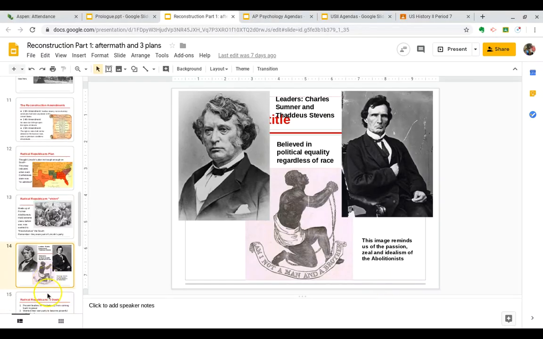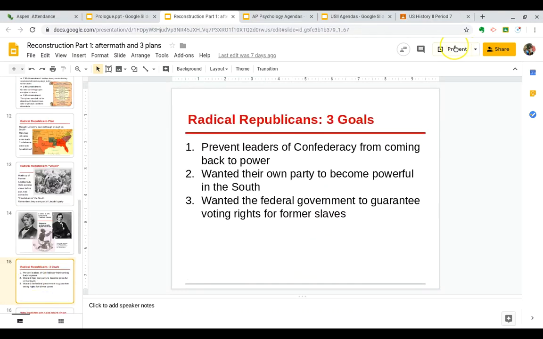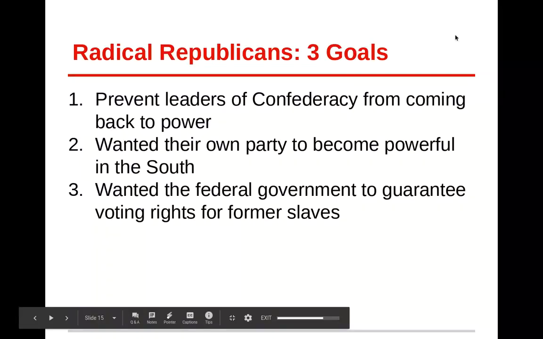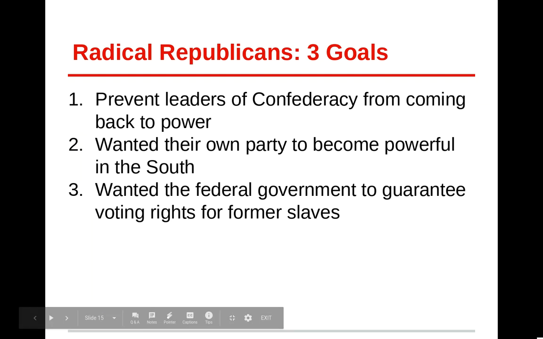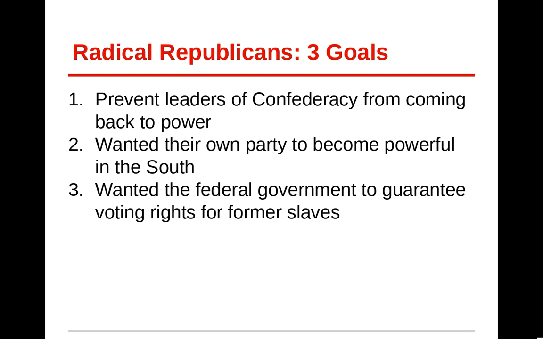All right, guys, slide 15. Let me just walk you through these goals, and I'll tell you which ones to write down. So those radical Republicans, right, they're former abolitionists. They are all about punishing the South. So number one, they want to prevent the Confederacy from having any power. Two, they want the Republican Party to take over in the South, right? And they also want the federal government to get voting rights for these former slaves.